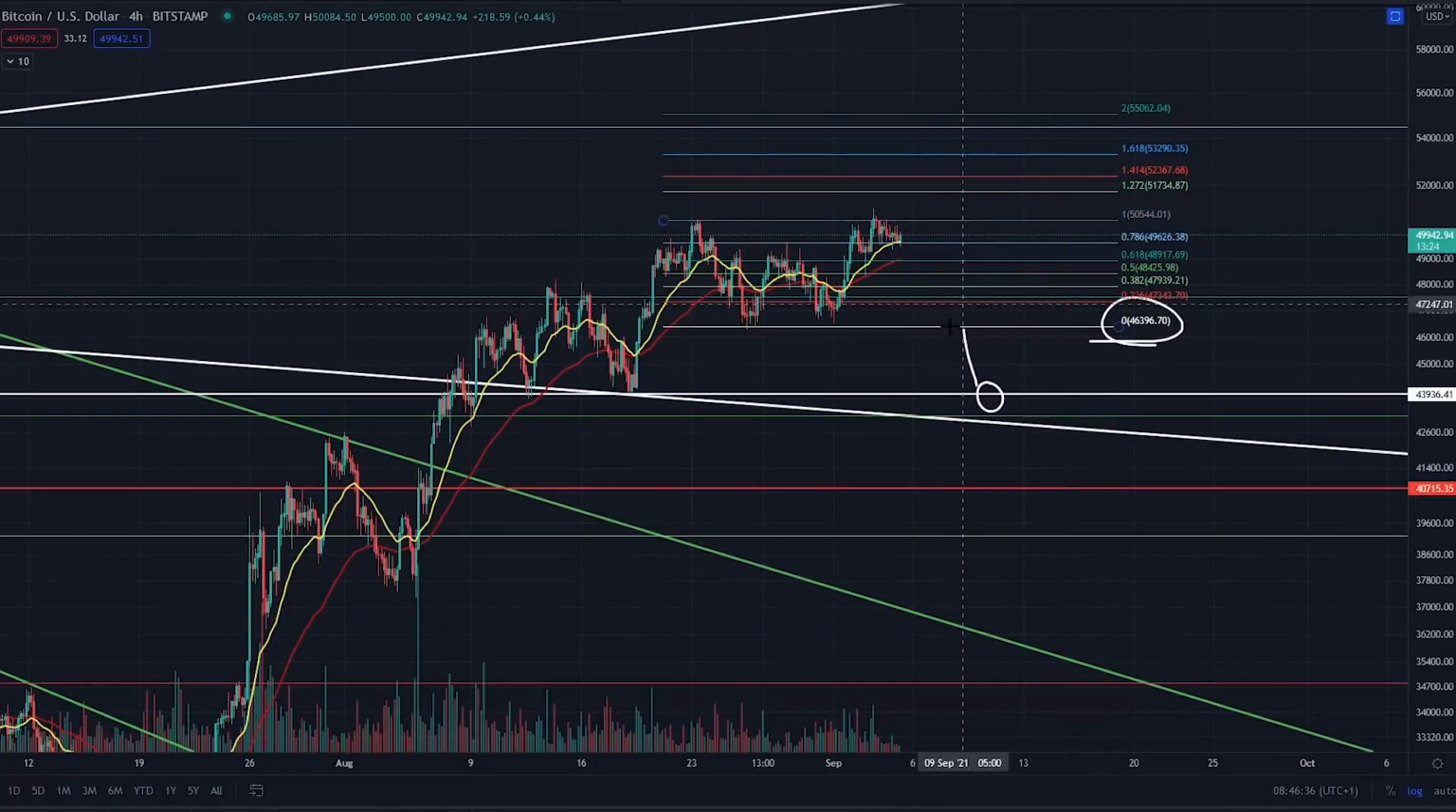Break resistance, look for continuation. Lose support, you're looking for retests of support for continuation basically. It's that simple.